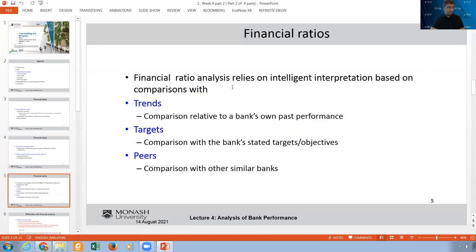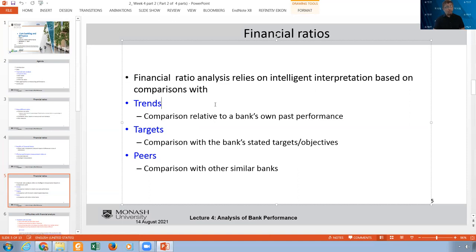Now, financial ratio analysis relies on intelligent interpretation based on comparison with, this is what we say, trends, targets, and peers. Which means when I find the ratio, say I'm calculating the return on equity for Public Bank, I need to see what the return on equity was during the last 5 years, and whether maybe I am better than the rest of the banks in Malaysia. But that's not enough. I want to see how I was doing during the last 5 years. Am I going up or going down, specifically compared to last year?